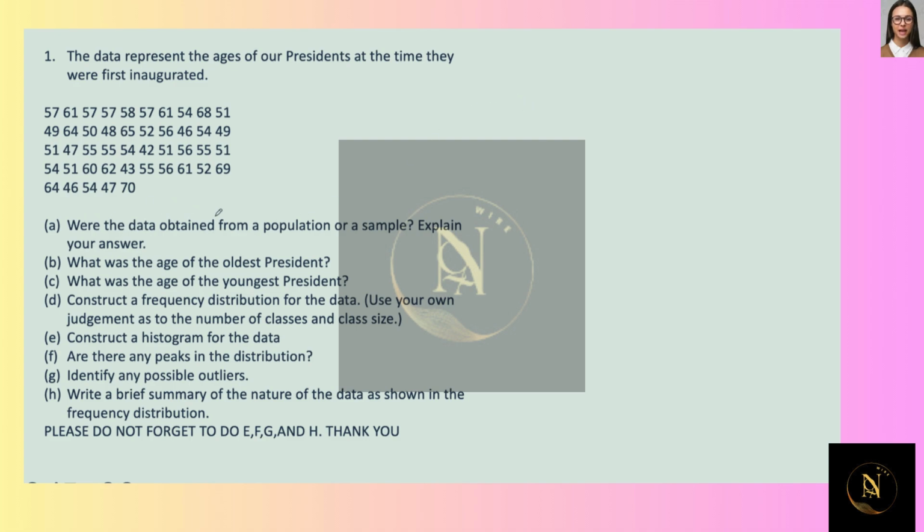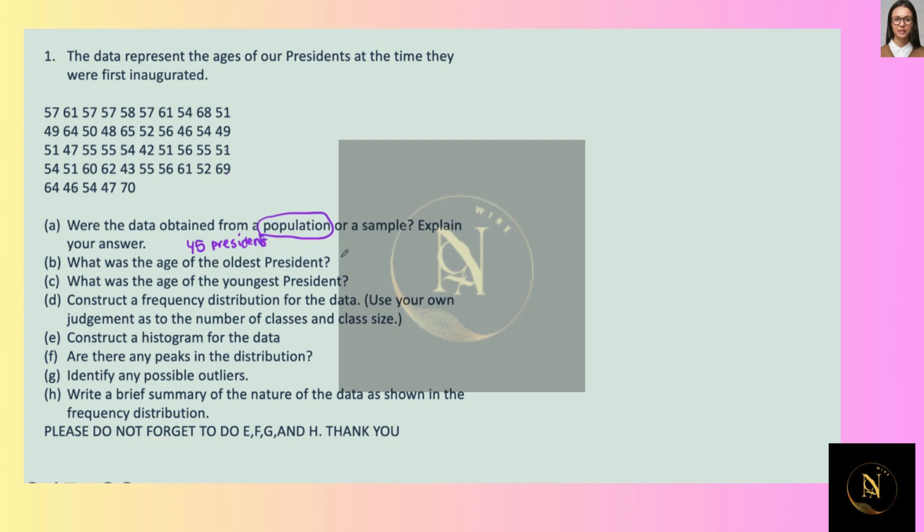The data represents the ages of our presidents at the time they were first inaugurated. Were the data obtained from the population or a sample? If I'm taking a look at this, 10, 20, 30, 40, and then 41, 42, 43, 44, 45. So there's 45 here. I would say that this is a population because at this time, there were probably about 45 presidents.